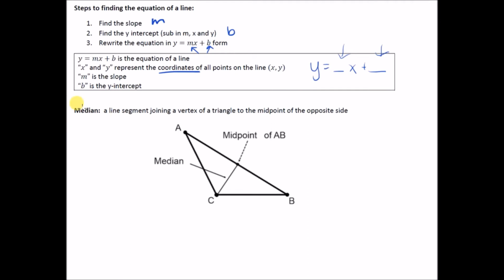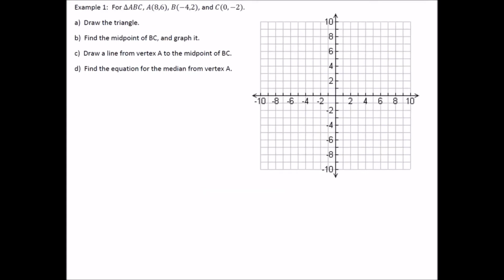Okay, so here's our focus of today. Find the median. So what is a median? Okay, a median is a line segment that joins a vertex and then the opposite side at the midpoint. So this point right here would be the midpoint of AB, okay? And then that would join the opposite vertex, which is C. So let's get right into that.